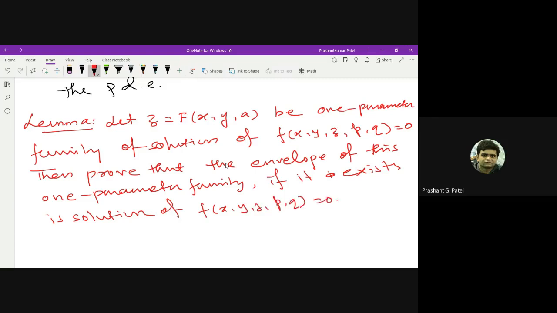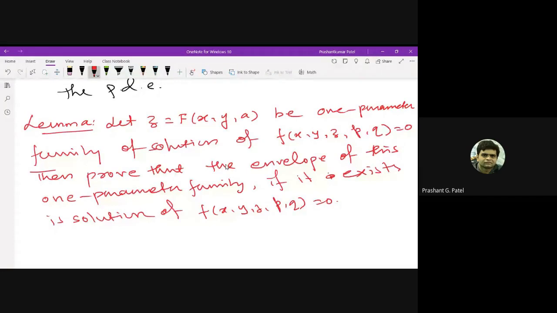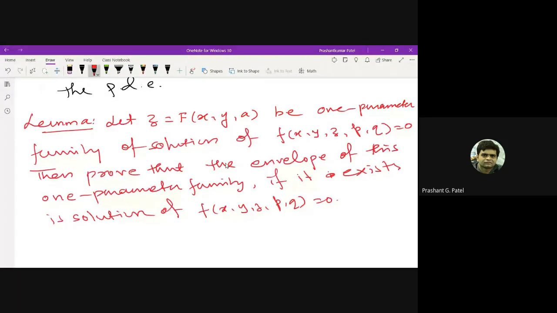The solution of this. So what does this say? That if z is equal to f of x, y, a is the one parameter family of the solution of this, then the envelope, that means a equal to some value, let's say phi of, or b equal to phi of some value, will also be a one parameter family in the solution of this partial differential equation. Let us try to prove this statement.